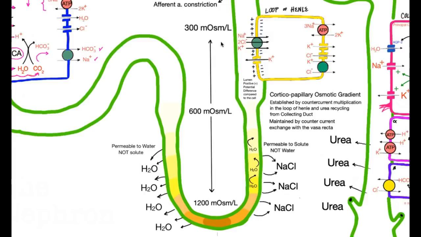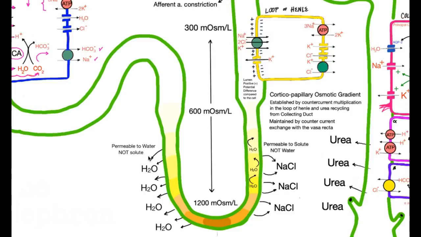The interstitium of the cortex of the kidney has an osmolality of about 300 milliosmoles per liter. But look, as you go deeper and deeper down into the kidney towards the medulla, you see that there's a gradient. So 600 milliosmoles maybe in the middle, and then as you get towards the deepest segments of the medulla, we have a very concentrated interstitium, 1200 milliosmoles per liter. This is the corticopapillary osmotic gradient. And so this concept allows us to concentrate and dilute our urine. And I'm going to show you how this is done.